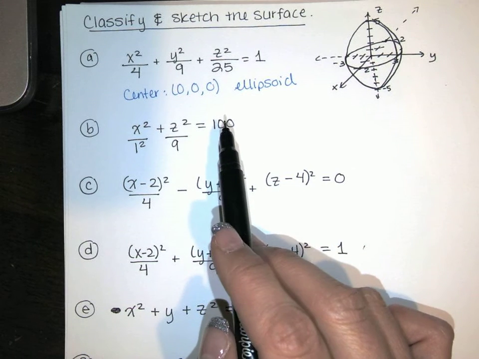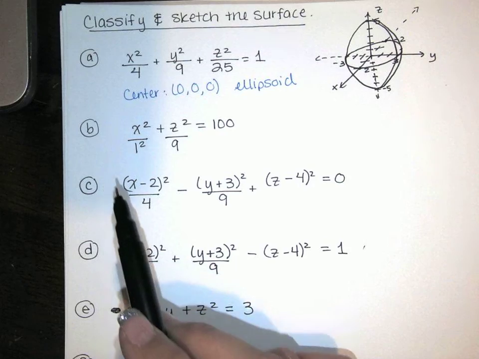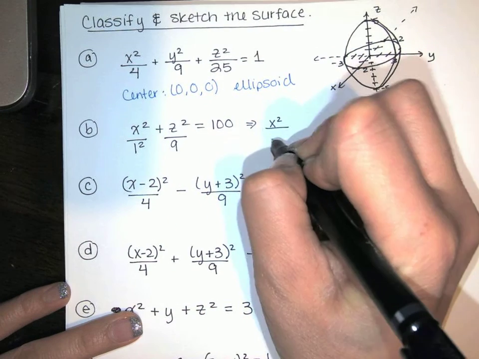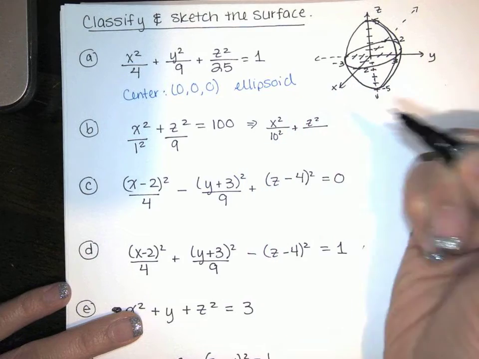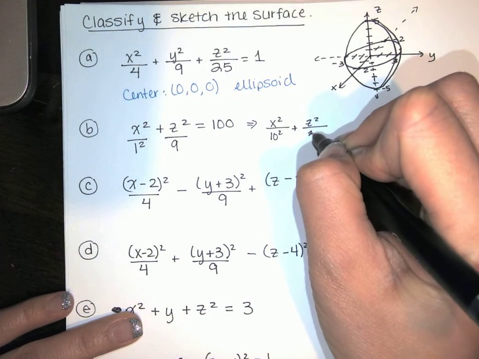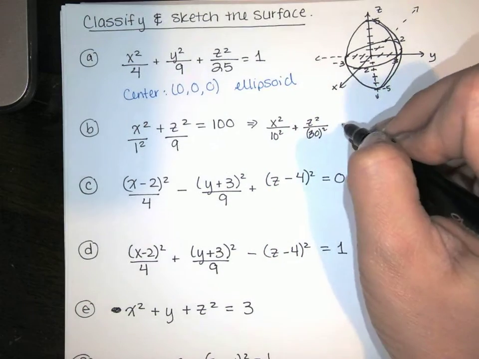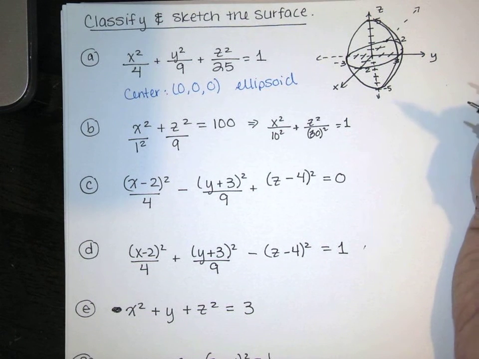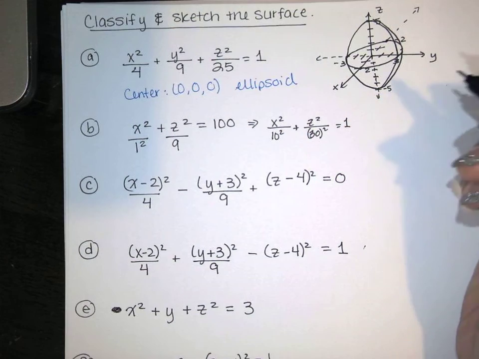Now I've got a 100 on this side, so if I want that to be a 1, I might divide both sides by 100. So I've got x squared over 100, which is 10 squared, plus z squared over 900, which is 30 squared, and that equals 1. You'd say, oh my goodness, what does that look like? Well, you're going to go plus and minus 10 units in the x direction and plus and minus 30 units in the z direction.